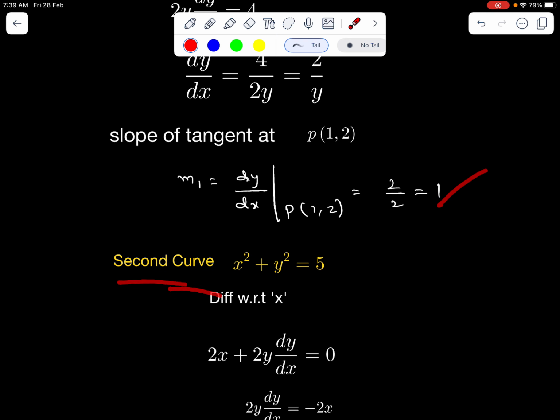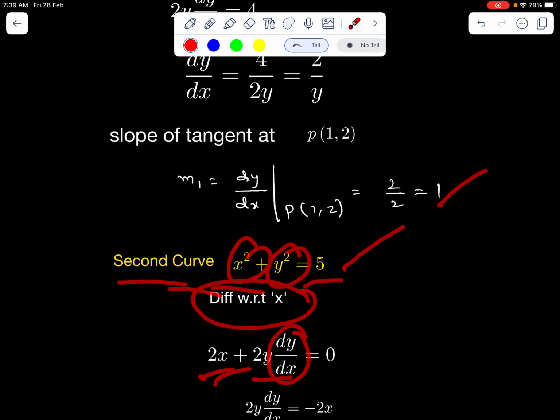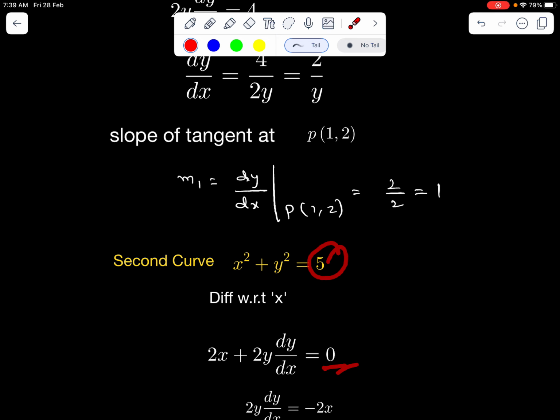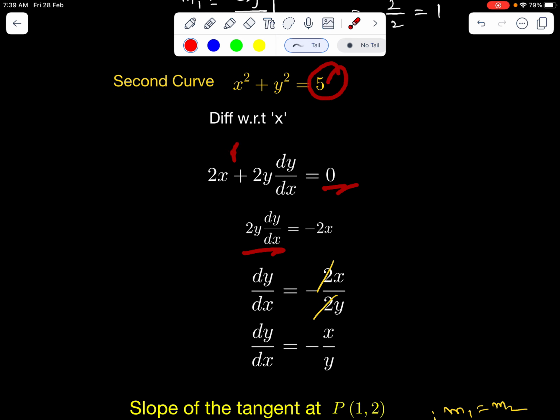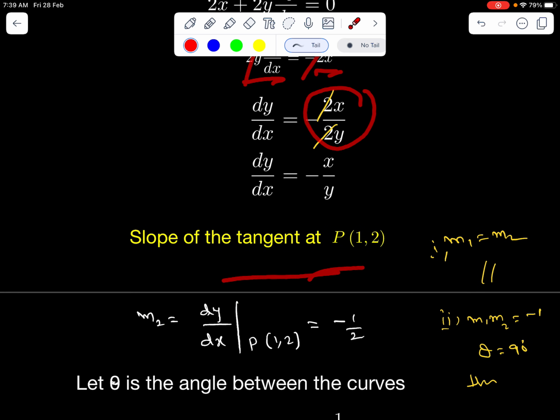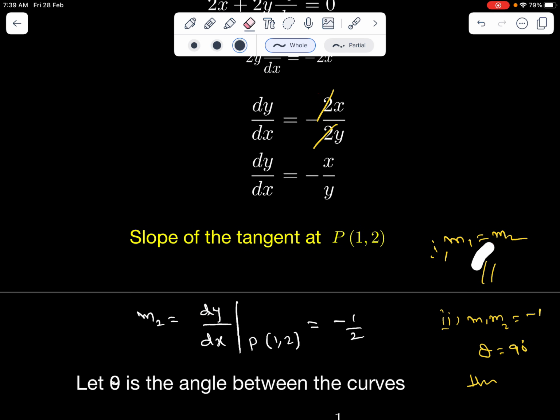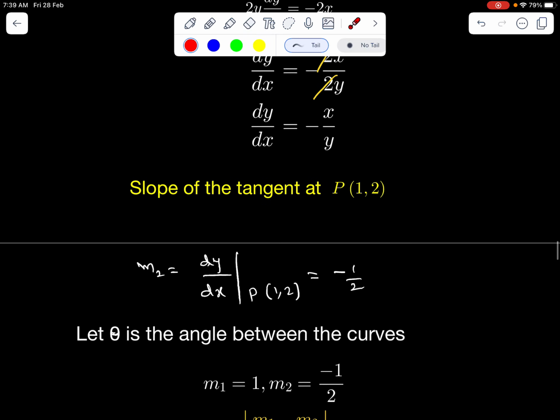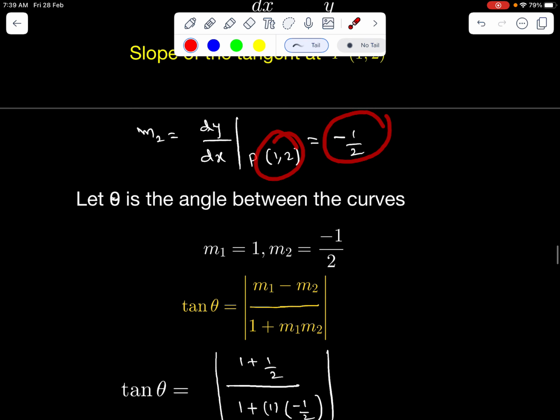Now take the second curve, x square plus y square equal to 5, and differentiate with respect to x. The derivative of x square is 2x, the derivative of y square is 2y into dy by dx, and the constant gives 0. Therefore, 2y dy by dx is equal to minus 2x, 2 cancels, dy by dx is equal to minus x by y. Slope of the tangent at P(1, 2): m2 is equal to minus 1 by 2. So m1 is equal to 1, m2 is equal to minus 1 by 2.